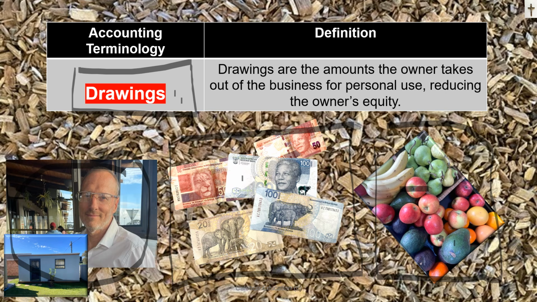And remember, it's going to make the owner worth less. Capital is what they put in. Drawings is what they take out. So drawings are amounts the owner takes out of the business for personal use, reducing the owner's equity, the owner's worth. More about that as we go on.